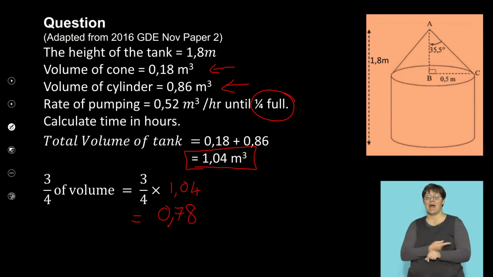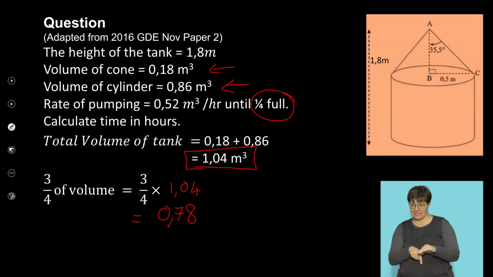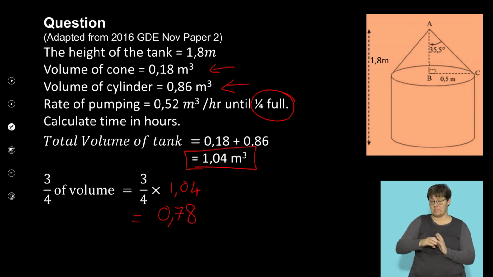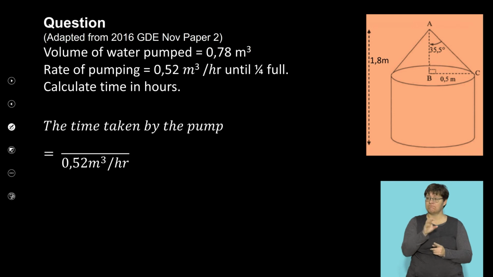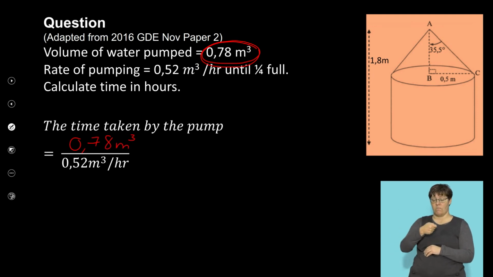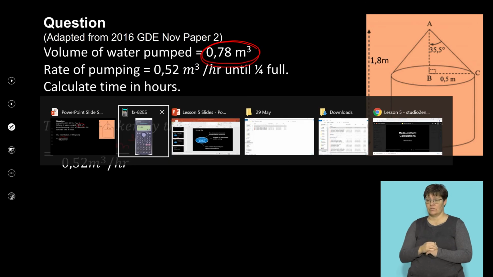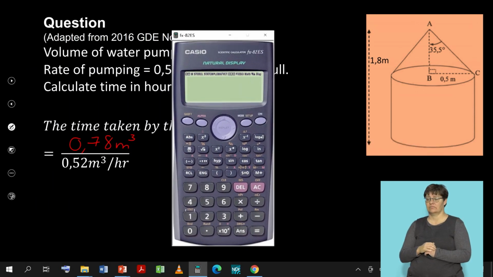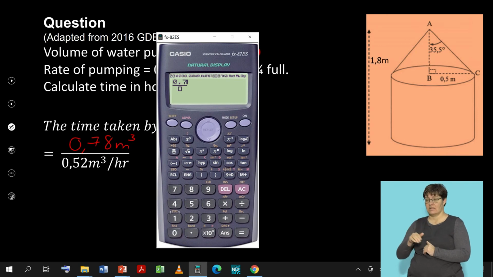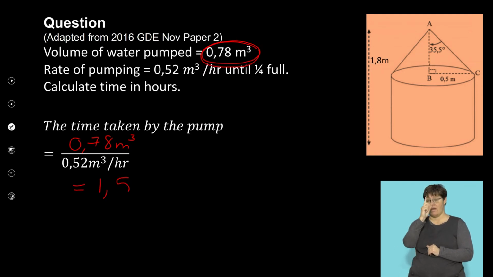And I want to know the time in hours that this takes. So I'm going to have to divide this by the rate of pumping. So we know that the volume of the water pumped is 0,78 meters cubed, and I'm going to have to divide that by the rate of pumping. So it's going to be 0,78 meters cubed divided by the pumping rate. So let's pop that all into my calculator. So it's going to be 0,78 divided by 0,52, which is going to give me an answer of 1,5 hours.